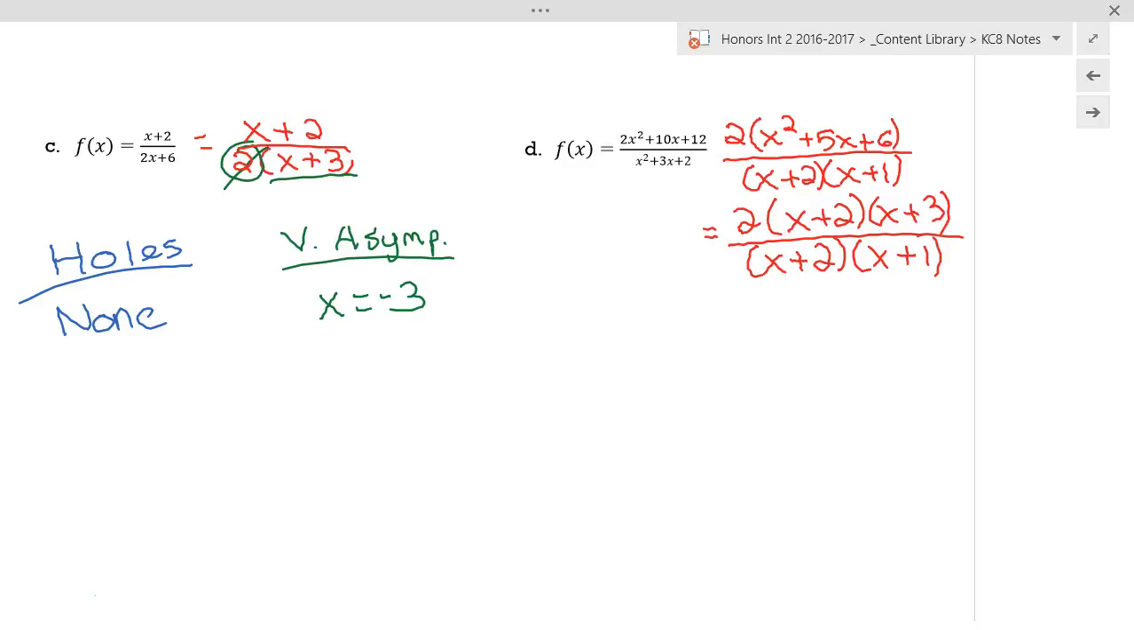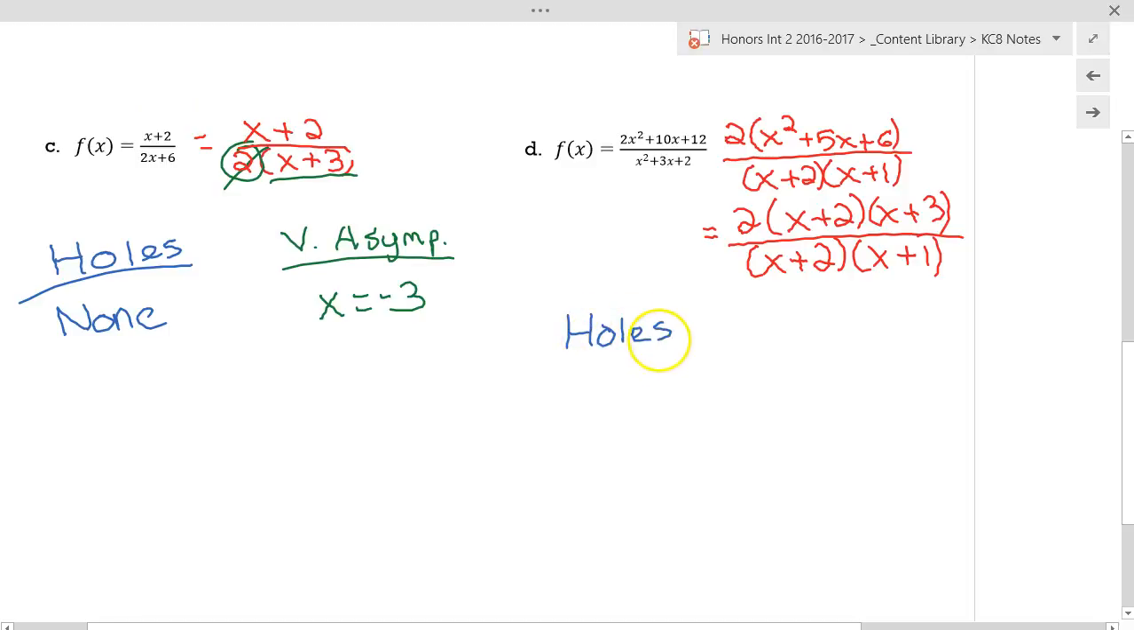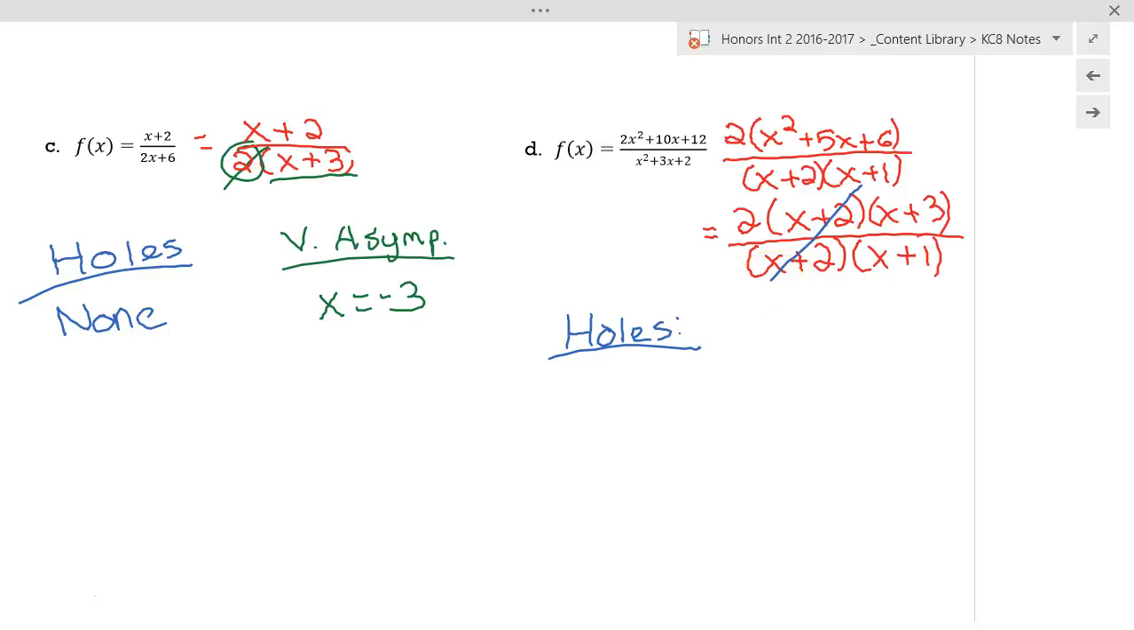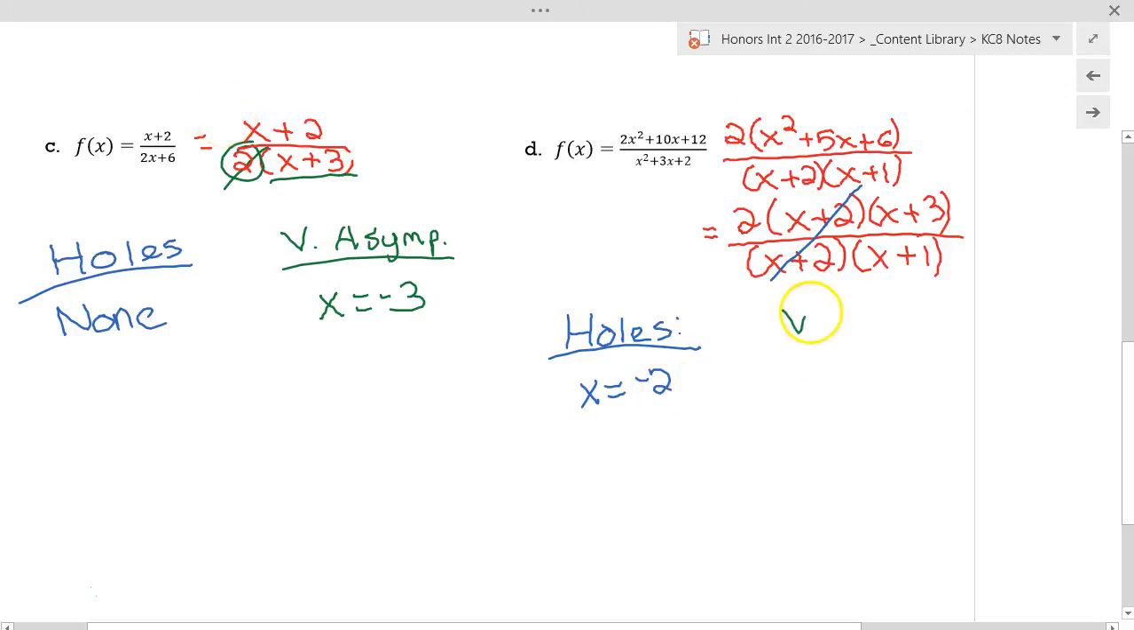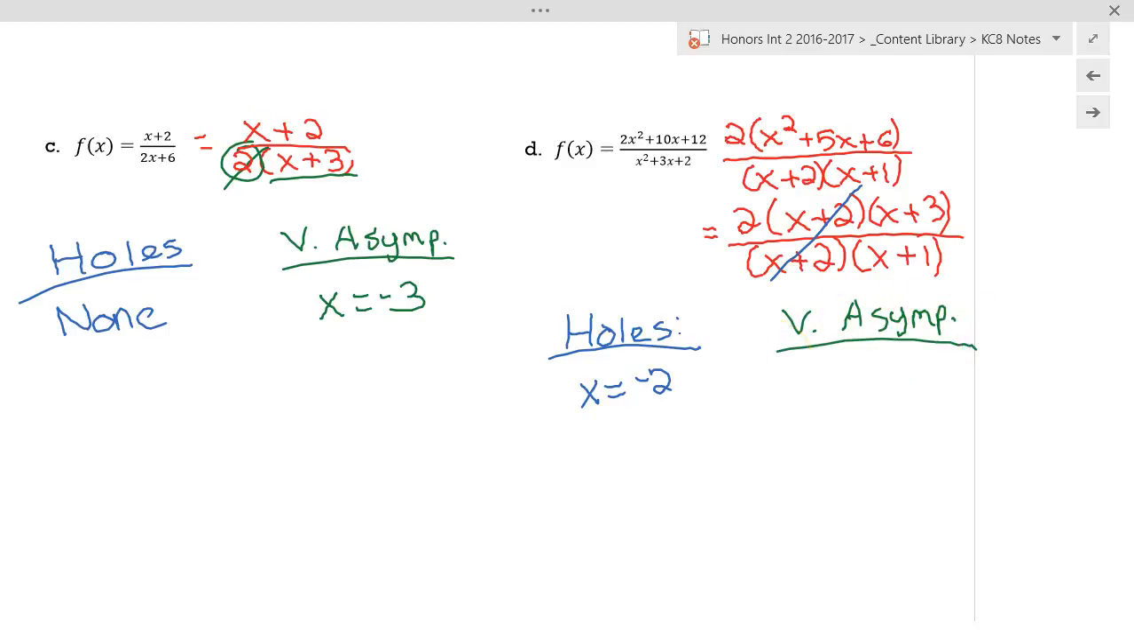So from here, I want to look: do I have holes, do I have vertical asymptotes? Holes come from what you cancel out. You're creating a gap. I can cancel out these x plus 2. As x plus 2 is my factor, x equals negative 2 is my 0. For my vertical asymptote, I only care about the denominator, so x plus 1. If x plus 1 is my factor, x equals negative 1 is my 0. So I have a hole at x equals negative 2, and I have a vertical asymptote at x equals negative 1.